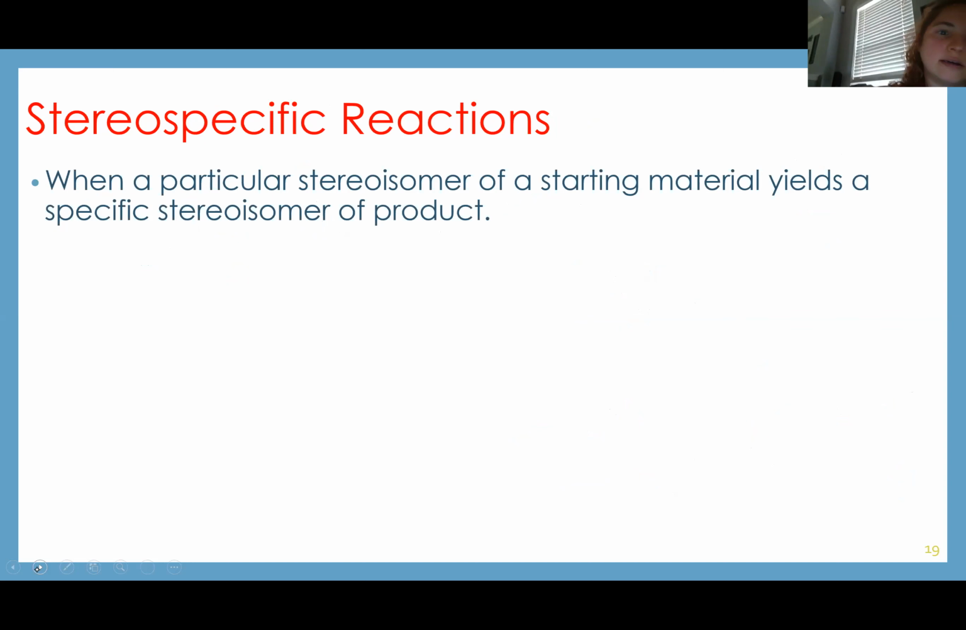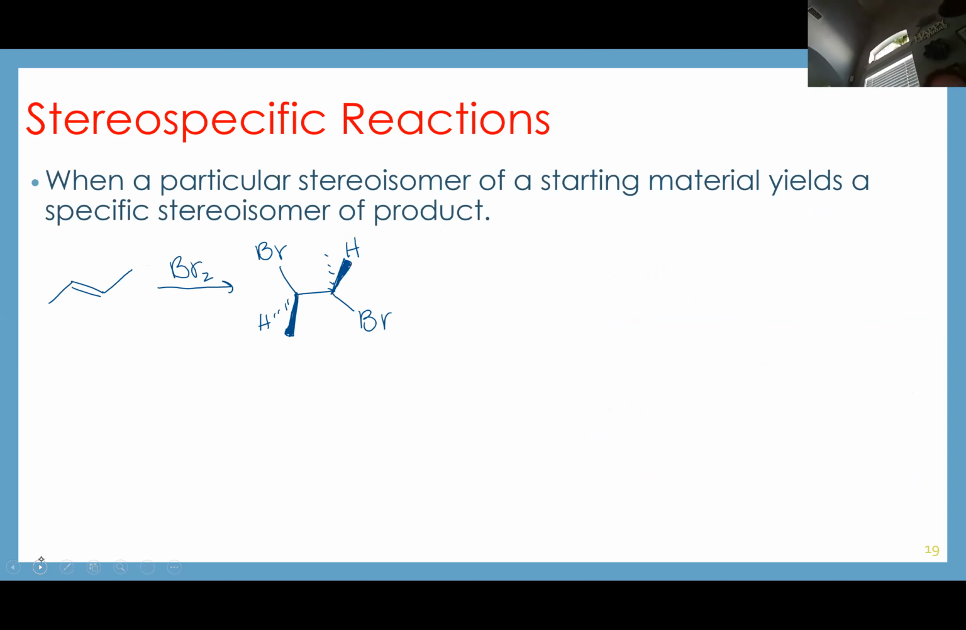So this is considered a stereospecific reaction. So regioselective, which we looked at earlier, means it prefers a certain connectivity of atoms. Stereospecific means it prefers a specific arrangement in space. So when a particular stereoisomer of a starting material yields a specific stereoisomer of a product, we call that a stereospecific reaction. So for example, if we were to take a trans alkene and react it with bromine, we end up adding the bromine to opposite faces, and you end up with a product that looks like this.